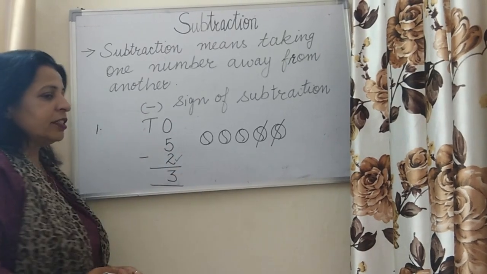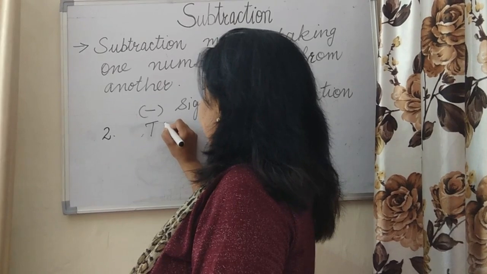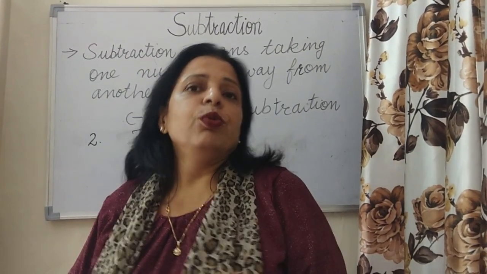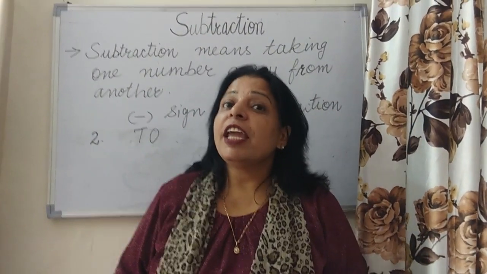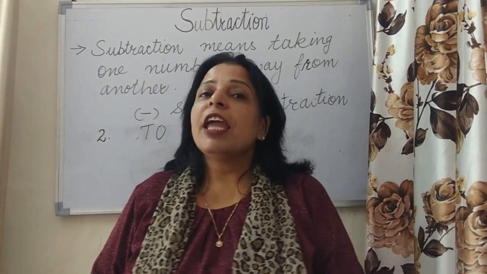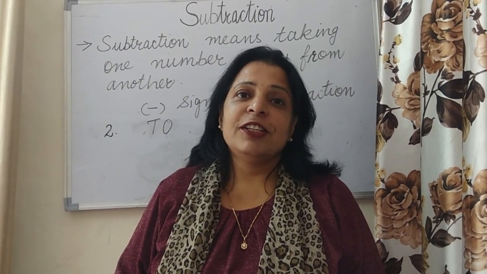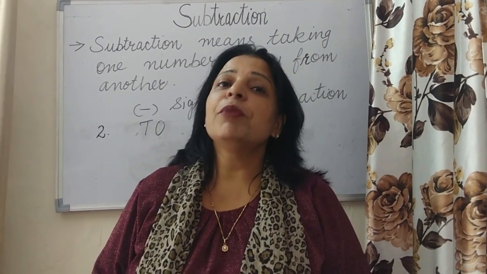Let's take one more example. First of all, we'll write T and O. There is a girl named Gurnoor. During the rainy season, she made 8 boats. Paper boats. She made 8 paper boats. And out of 8, 3 sank. So how many are left? How many paper boats are left with Gurnoor now?